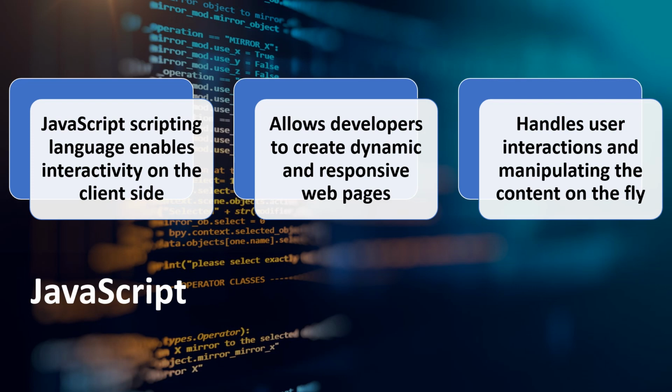Number 3 in front-end development is JavaScript. It is a scripting language and enables interactivity on the client side. It allows developers to create dynamic and responsive web pages, handling user interactions, manipulating content on the fly. So when you click something on the website, JavaScript is the one which handles these clicks, takes the data out of it, processes it, and sends it to the backend.